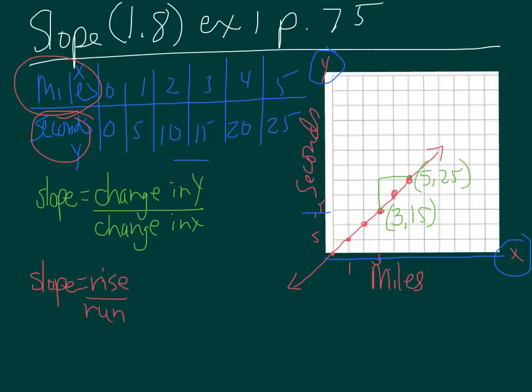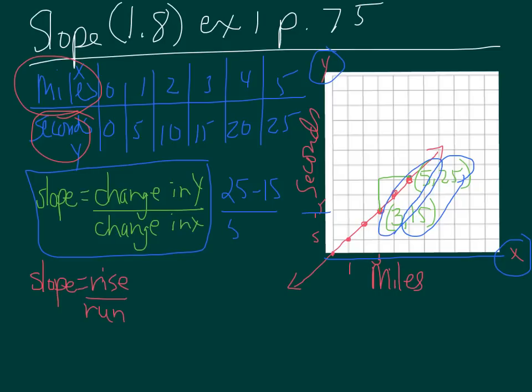And this is the first formula you can use. Slope is the change of y, which goes on the numerator. So we're going to look at the change of y. We're going to go 25 minus 15 over the change of x. And so you're going to look at the x values, 5 minus 3. And you really need to know which ones are x's and which ones are y's. So these are your x and these are your y's, always.